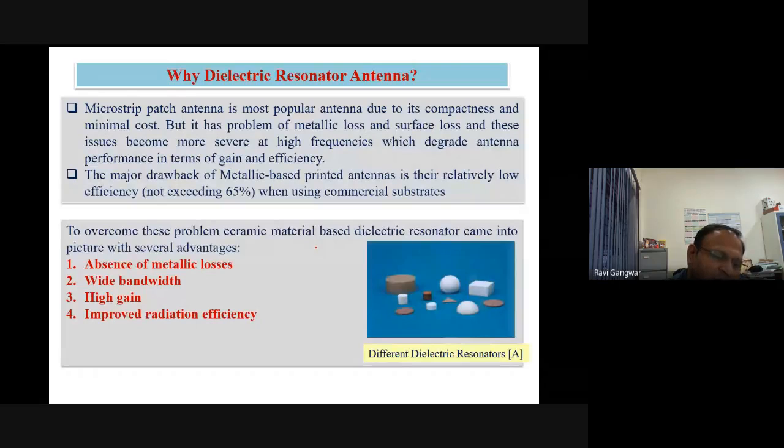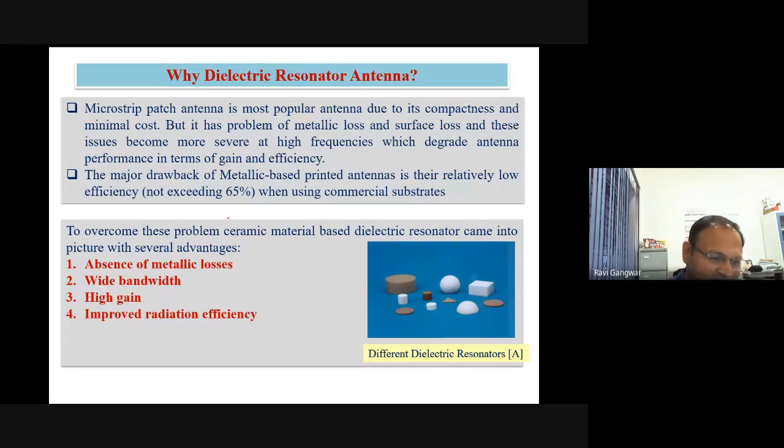It means the power starts leaking. That means your microwave energy starts leaking, and that leakage of energy works as a radiator. So that's why they gave the name dielectric resonator antenna. The dielectric resonator works as an antenna. So that is the basic fundamental behind dielectric resonator antennas.